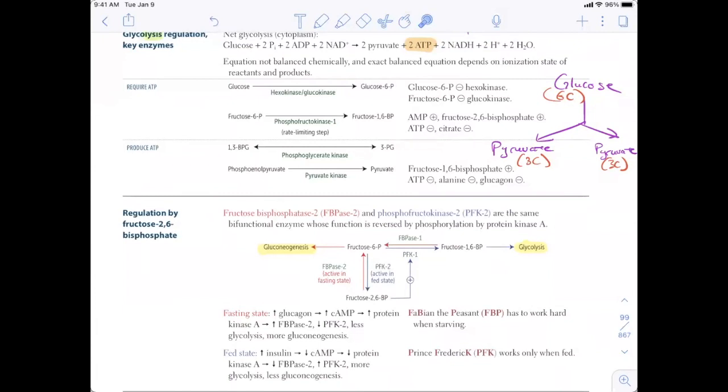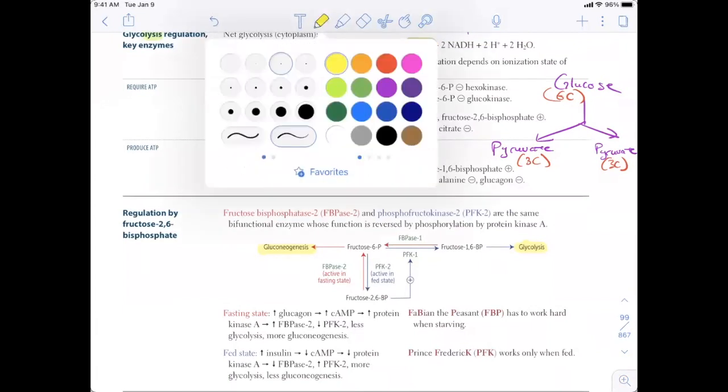So when you are fed and you have a lot of glucose, the idea is we want to break down this glucose and obviously get the energy we can out of it. So if there's one thing to remember, it is that glycolysis is favored by being fed.